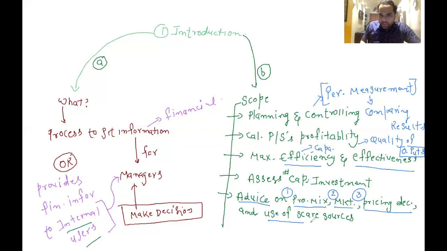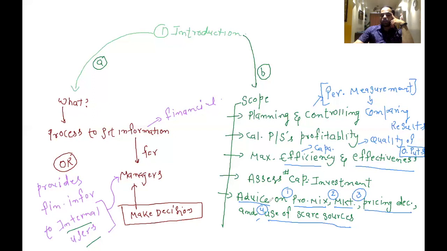And the last one, number 4, is use of scarce resources, right? Scarce resources means limited resources. A company has limited resources, so which product should we choose first to produce, to use those resources? For example, I have a machine.